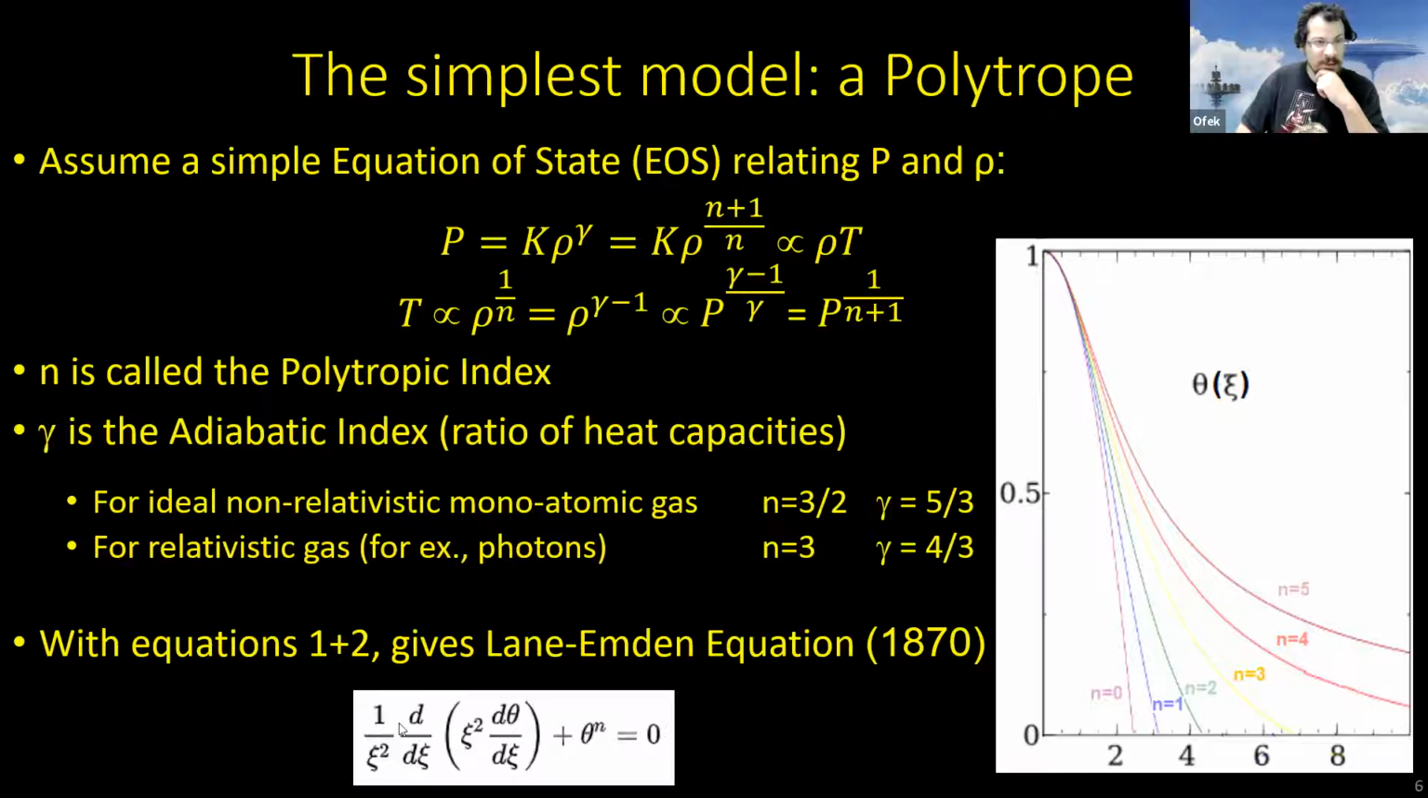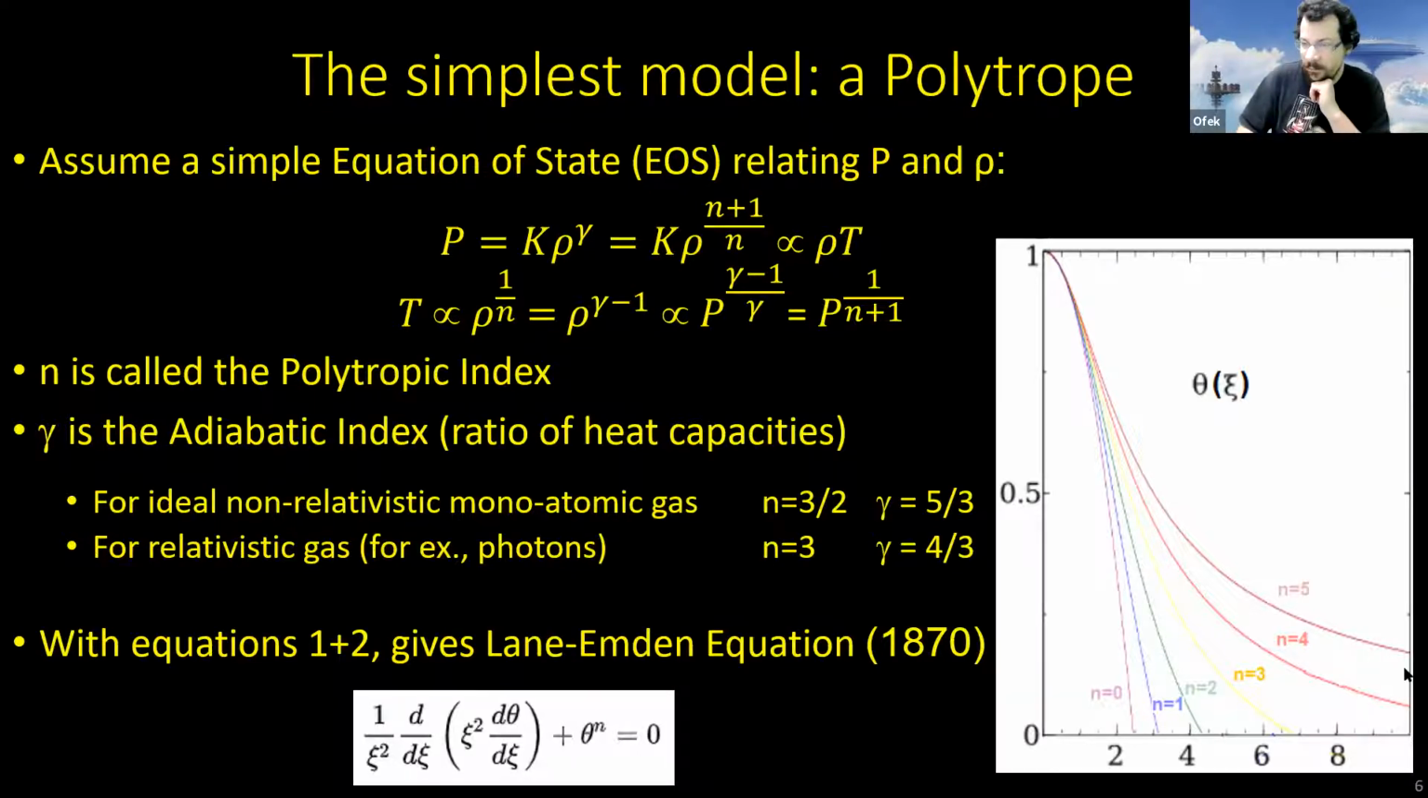This dimensionless function can be solved mathematically. In some cases, it can be solved analytically. When n is 0, 1, or 5, it can be solved analytically exactly. If not, it can be solved numerically, and you'll have, I think, a homework exercise about that. And we find this plot here on the right, which is the distribution, for example, of mass density of the star in dimensionless units depending on the adiabatic index or the polytropic index.